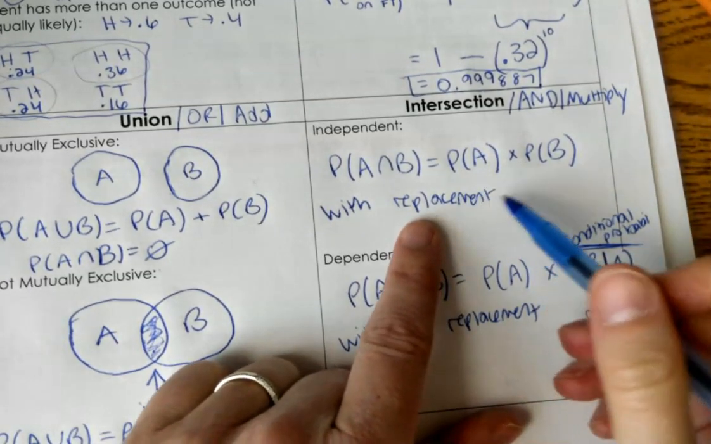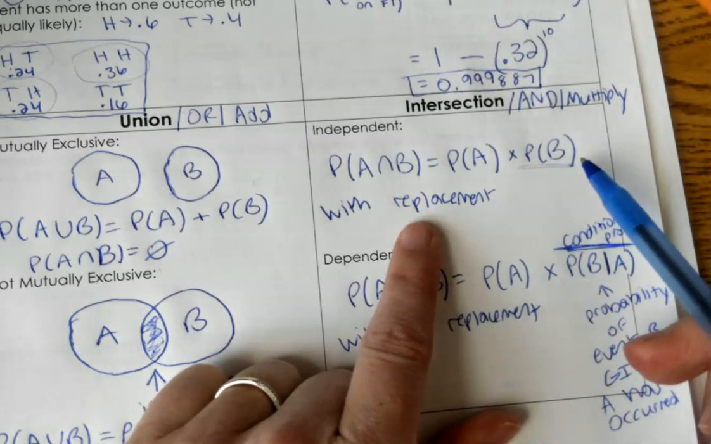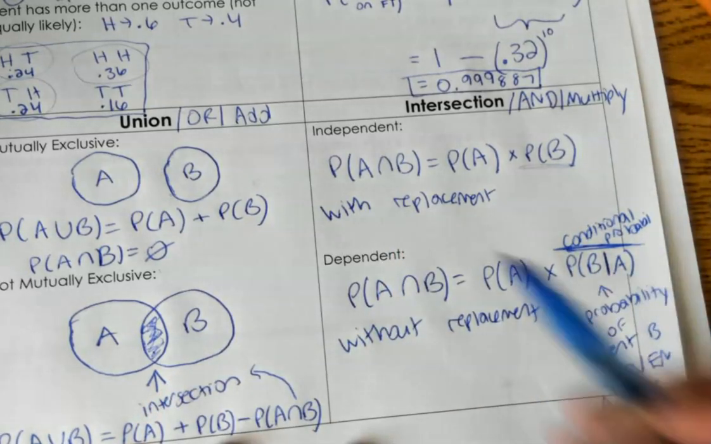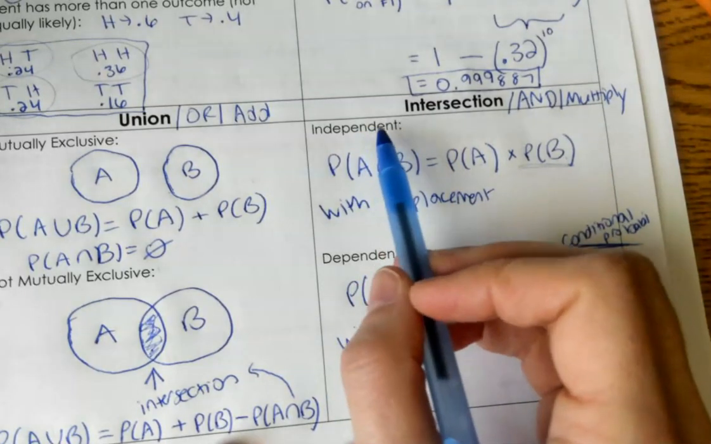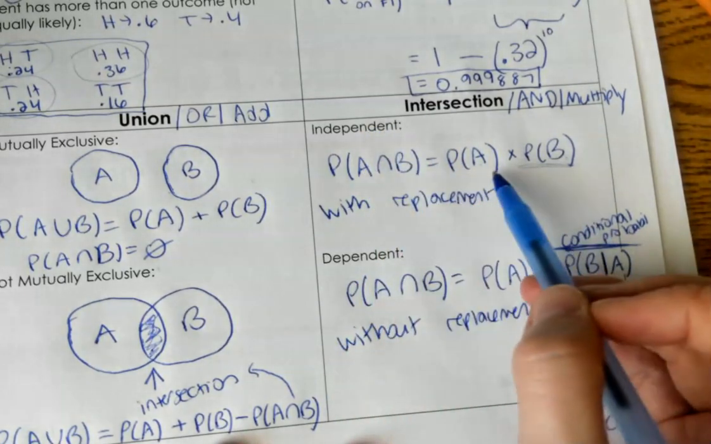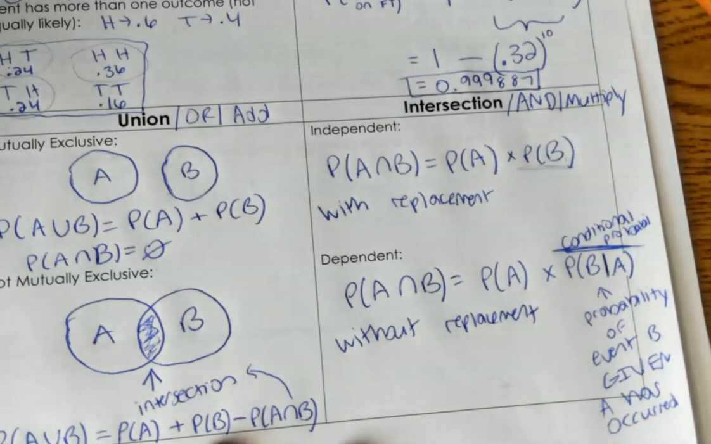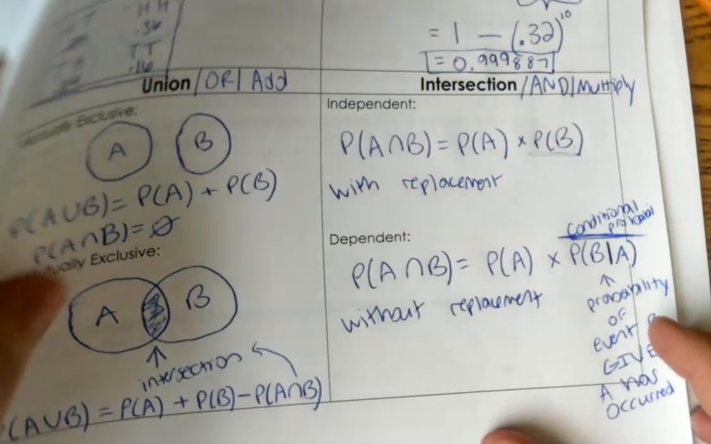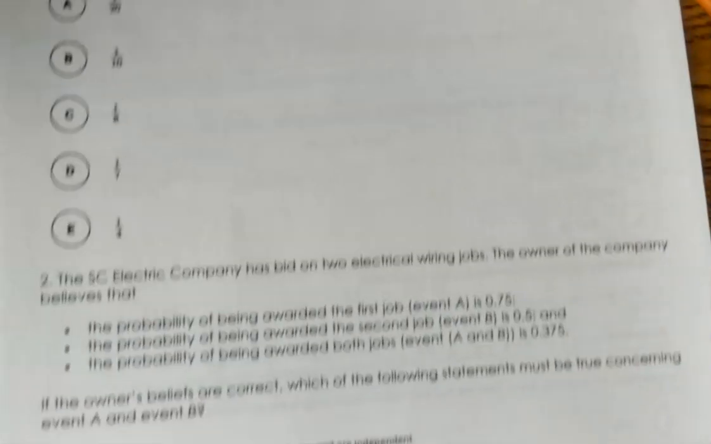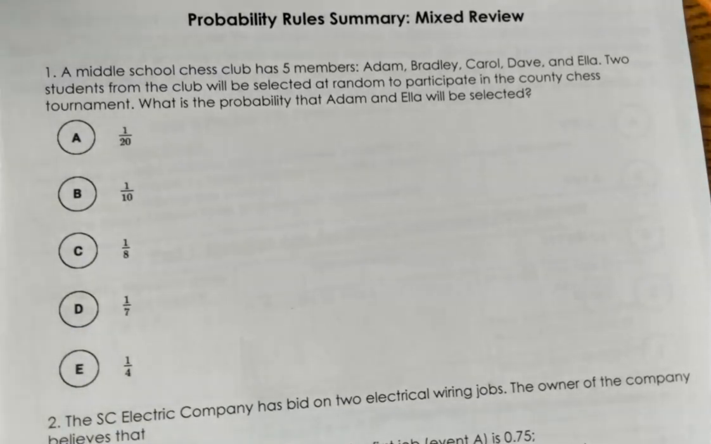Remember, if I pull a card and then put it back into the deck, my probability of event B happening hasn't changed. So, if A intersection B is equal to P of A times P of B, then my events are independent. If it doesn't, then they're dependent. And again, we're going to focus on dependent more next class with conditional probability. I've got 4 more questions for you, just to get some more practice. So go ahead and pause the video and see if you can answer number 1.